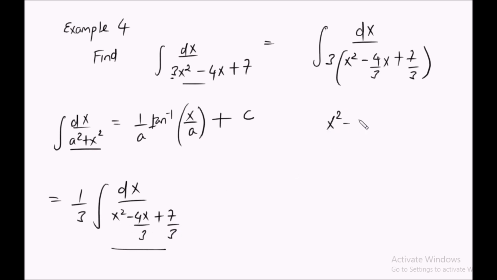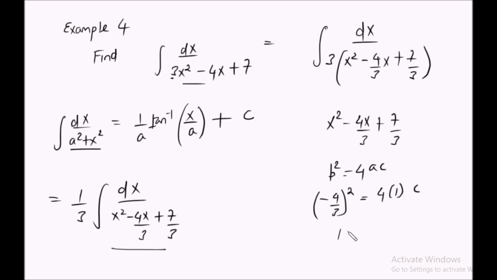So what I'm going to do is find a perfect square now. This is the quadratic I have. Here my a is 1, my b is negative 4 over 3. I need to find a c that will bring a perfect square. I know b squared is equal to 4ac. My b is negative 4 over 3, and I square this, which equals 4 times a, which is 1, times c. So I get 16 over 9 equals 4c. Dividing by 4 on each side, c is 4 over 9. So I need to get 4 over 9. What should I add to get 4 over 9?